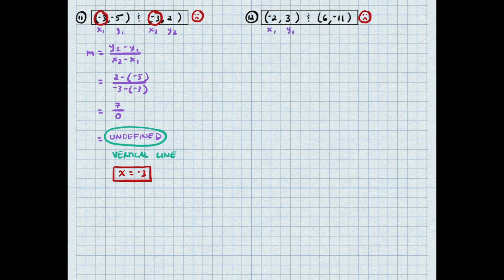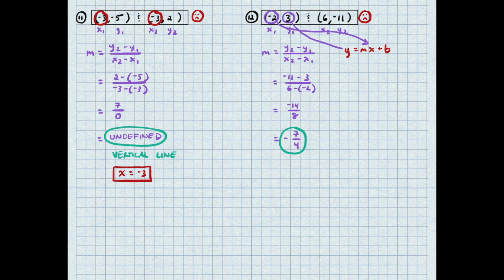I'll start by labeling each of these points as x1, y1, and x2, y2. Now let's find the slope together. Hopefully we both got that the slope here is going to be negative 7/4. Now we just have to find what the y-intercept is going to be. I'm going to choose this negative 2 to be our x here, and this 3 here to be our y. Remember that this negative 7/4 is our m. By substituting all these values in, we can find b.